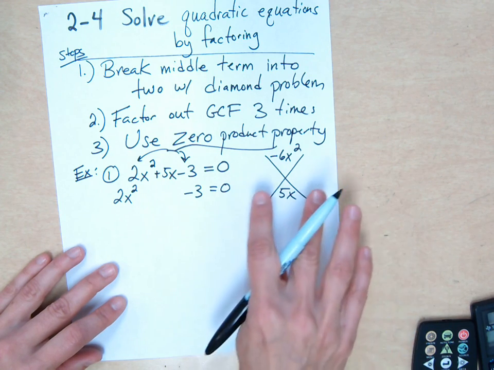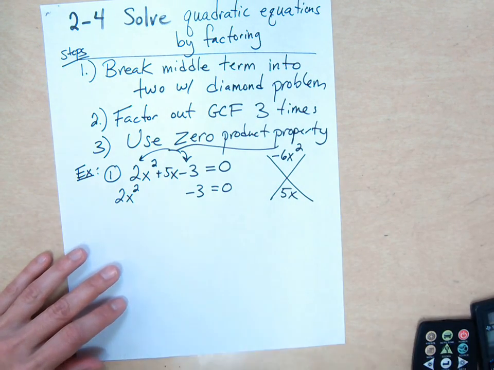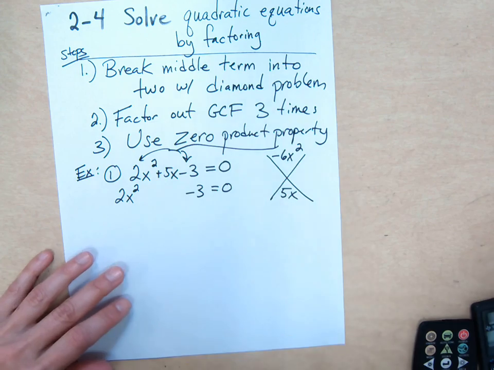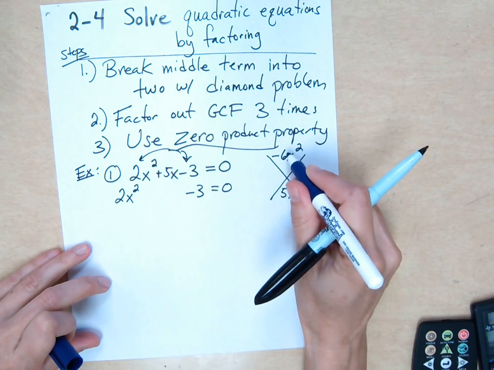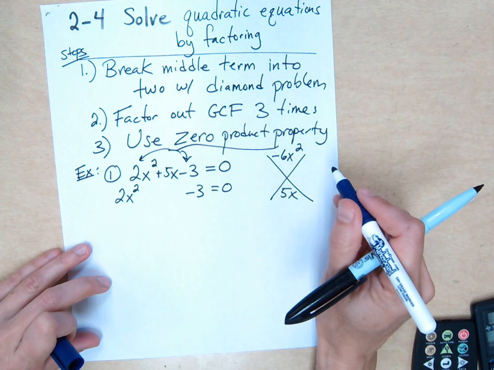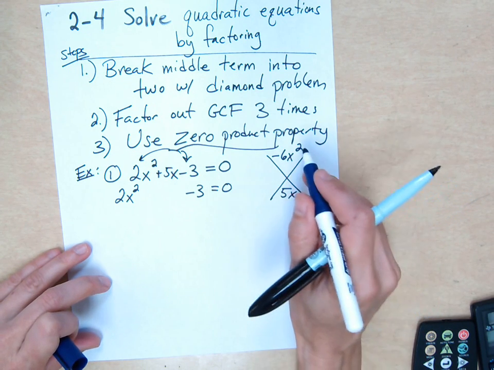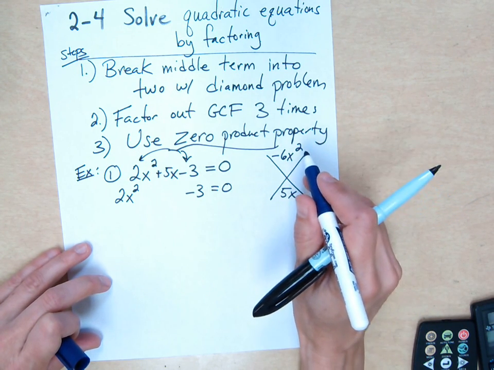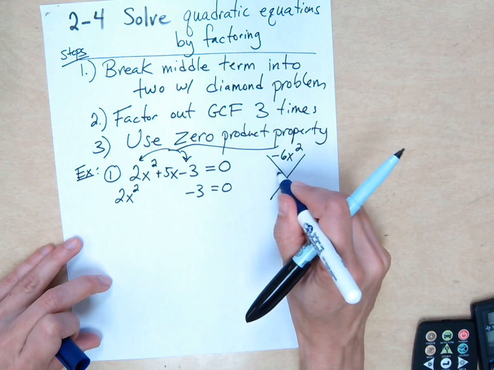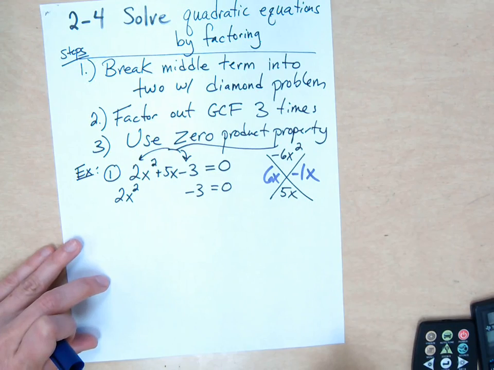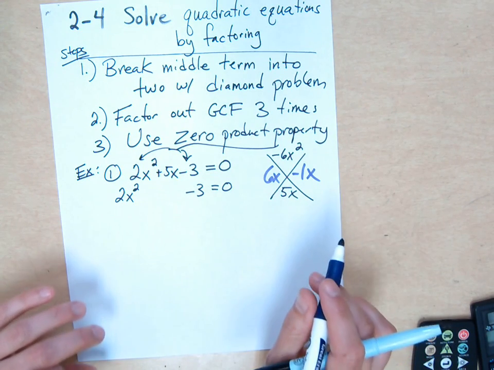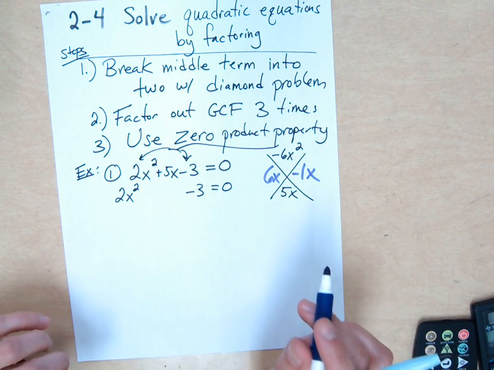So now, when you figure out what goes in these 2 boxes, did anyone figure it out yet? You have to multiply to negative 6. 6 and 1, right? But it has to be positive 6x and negative 1x.